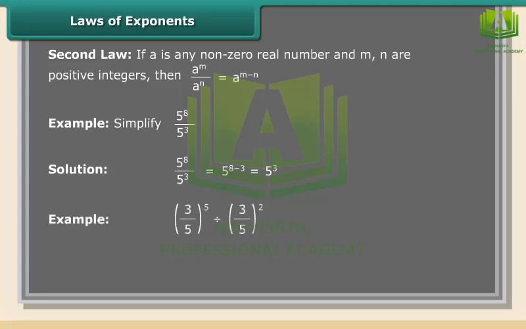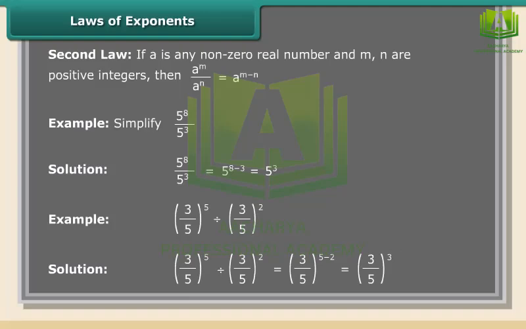Example. (3/5)^5 divided by (3/5)^2. Solution. (3/5)^5 divided by (3/5)^2 is equal to (3/5)^(5−2), which equals (3/5)^3.